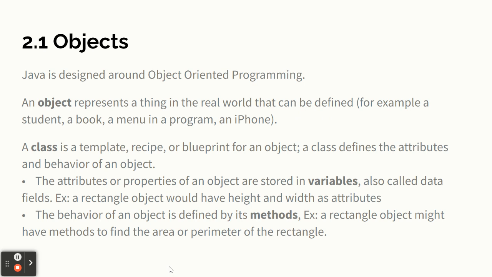And then behavior of an object is determined by the methods, and methods are blocks of code that you'll see in just a minute. I'll show you specific examples, so it's not going to just be vague. But if we had a rectangle object, there might be a method where you could ask the rectangle, "Tell me your area," and then it would reply with the area or the perimeter. That's an example.